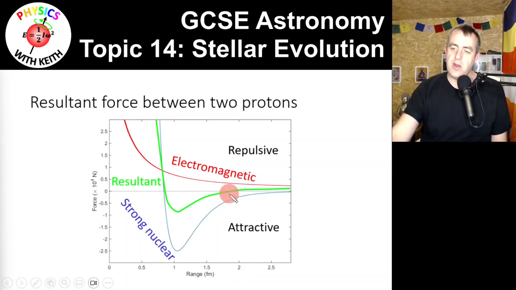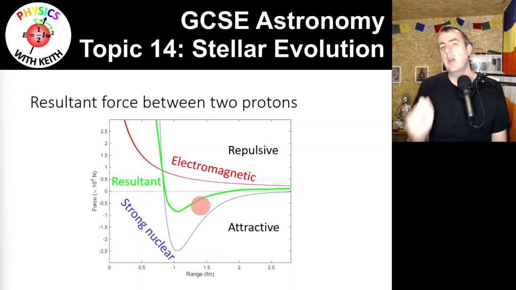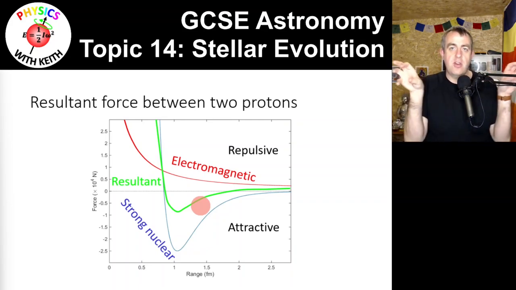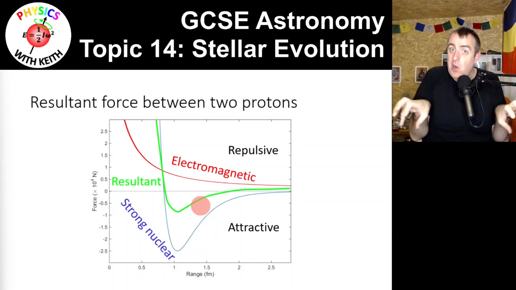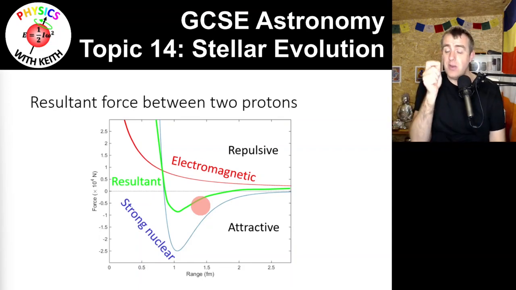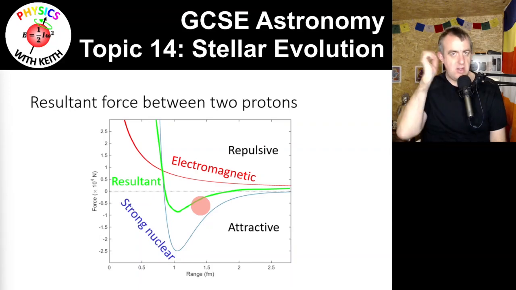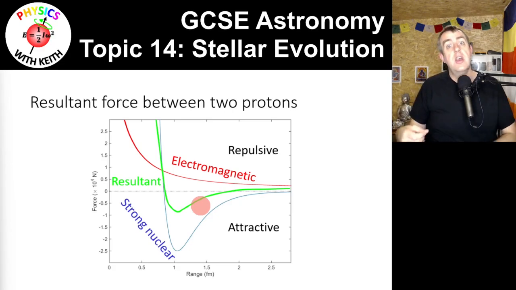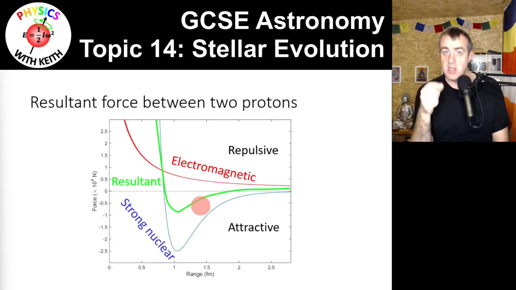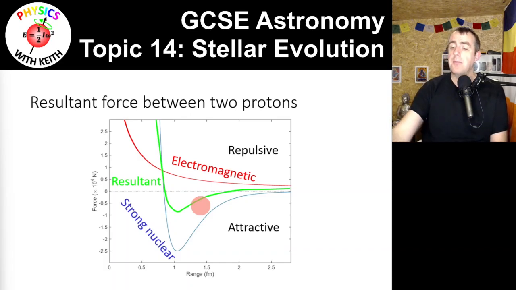But you'll notice on this graph, around about there, just below 2 femtometers, all of a sudden the attractive force, the strong nuclear force, is now a greater magnitude than the repulsive force, the electromagnetic force. So those two protons, if they get close enough together, they're no longer repelling each other. They're now attracting each other, pulling each other closer together, even closer together. Now that's interesting. That's something that you don't really notice in the everyday world, because the strong nuclear force is such a short range. But in stars, you see this happening.